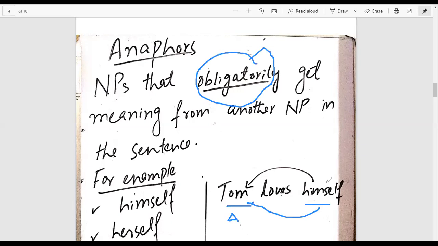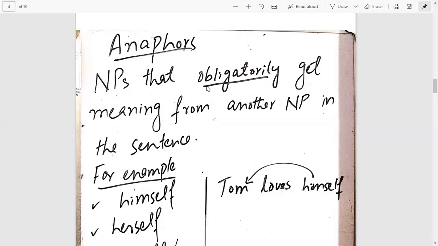For example, here himself will get its meaning from its antecedent, right? From its binder. So himself is bindee, or it can also be called anaphor. So it gets its meaning from Tom, right? So Tom is kind of binding himself here. So the word obligatorily is important here because noun phrases obligatorily will get their meaning from another noun phrase in the sentence in the case of anaphors.